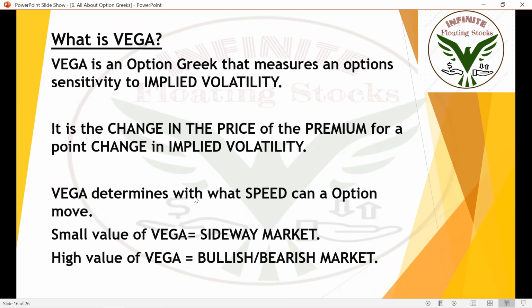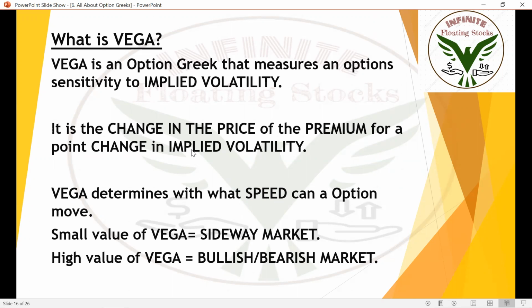Vega, V for volatility. I mean, IV is implied volatility, and Vega is also volatility. All are similar. Vega determines with what speed an option can move. A small value of Vega implies a sideways market. A high value of Vega implies a bullish or bearish market.